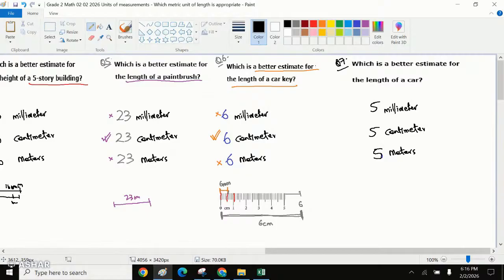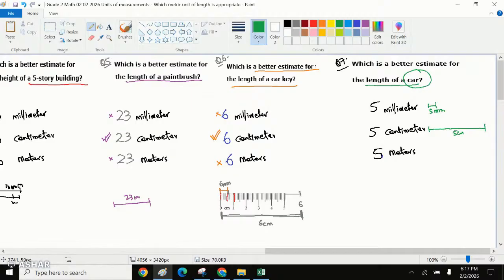Jane, which is a better estimate for the length of a car? Length of a car. Yes, thank you. No, millimeter is very small. 5 millimeter would be this long only. This is 5 millimeter. Can a car be this big? Or if we take 5 centimeter, can this be 5 centimeters? Can a car be this long? A car, we are talking about a car, right? Car cannot be this, right?